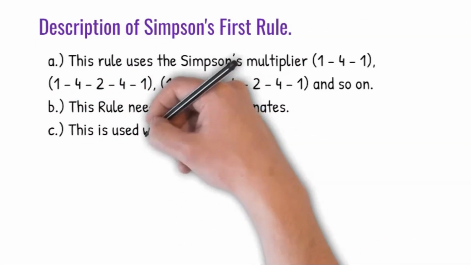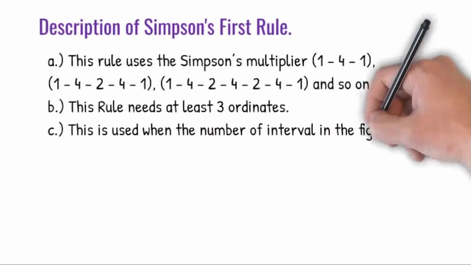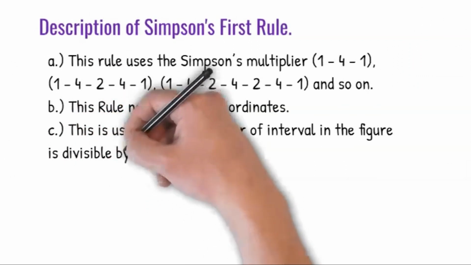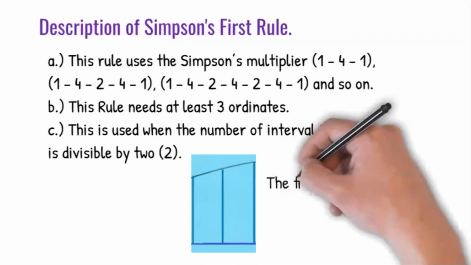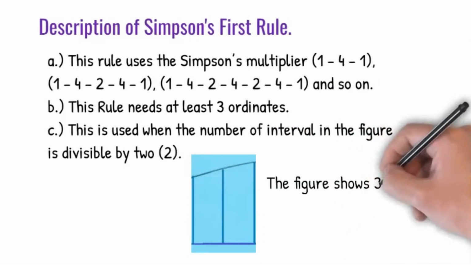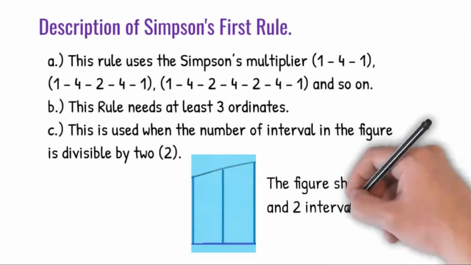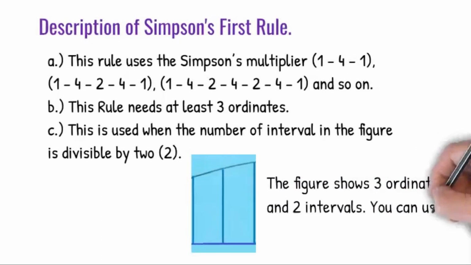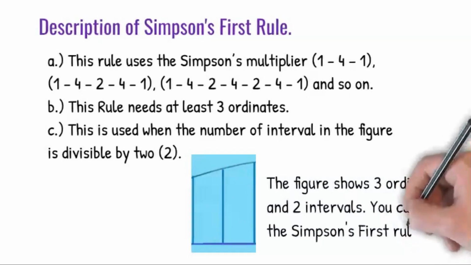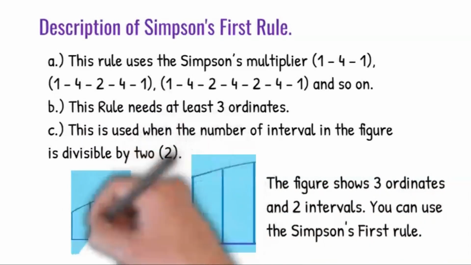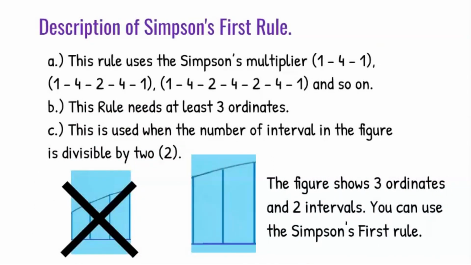C. This is used when the number of intervals in the half WPA or waterplane area is divisible by 2. The figure shows 3 ordinates and 2 intervals. You can use the Simpson's first rule. This figure has 3 intervals and not divisible by 2, so you cannot use the first rule.